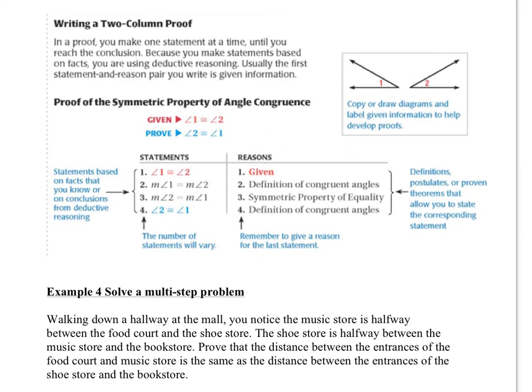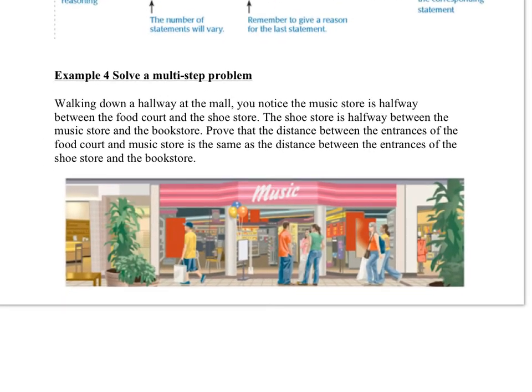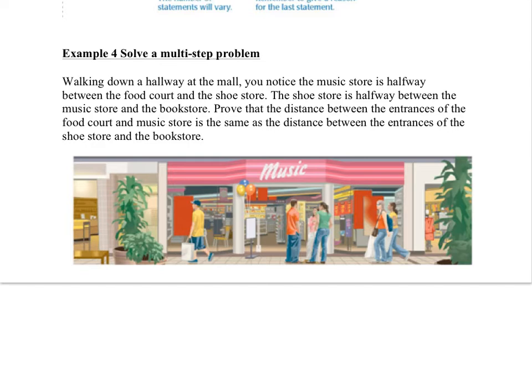In this next part here, it's just showing you about writing a 2-column proof. I told you a little bit about that in the last lesson. Again, you have numbered statements based on facts or conclusions, and then the reasons are definitions, postulates, or proven theorems that allow us to state that statement. Now we're going to look at developing a proof. You're not going to have to worry about this too much. I'm going to pretty much give you the statements. You're going to have to come up with reasons. But this allows you to see what the thought process is behind writing a proof.